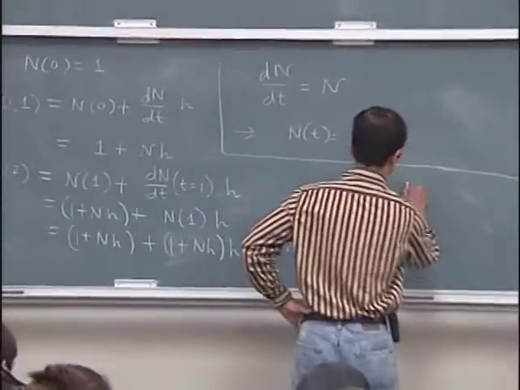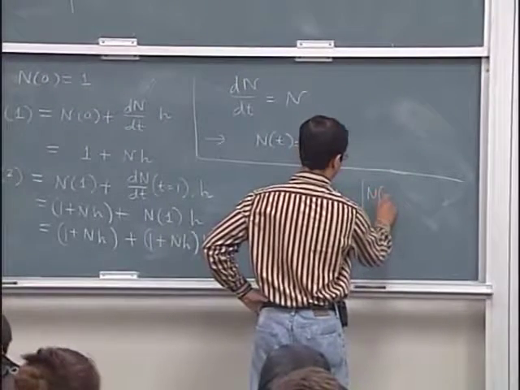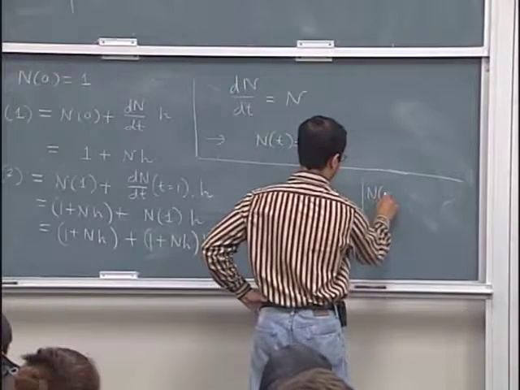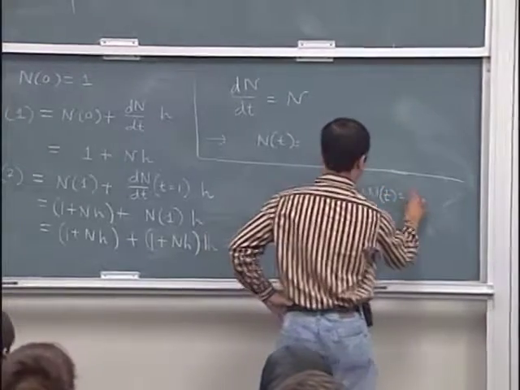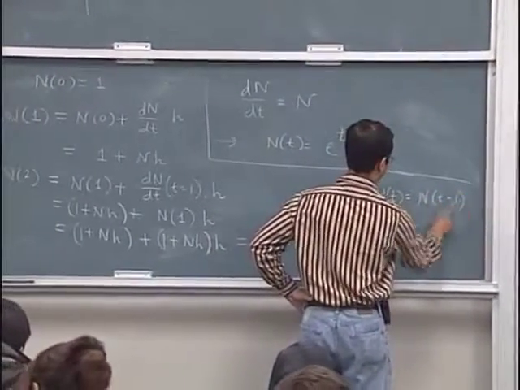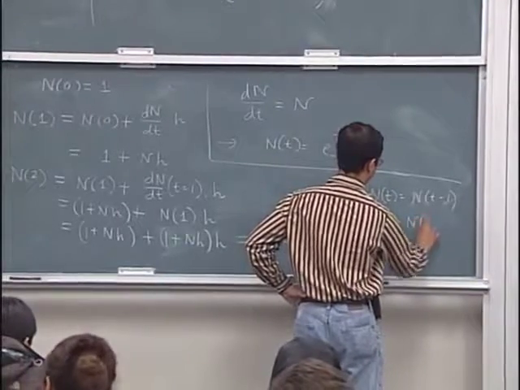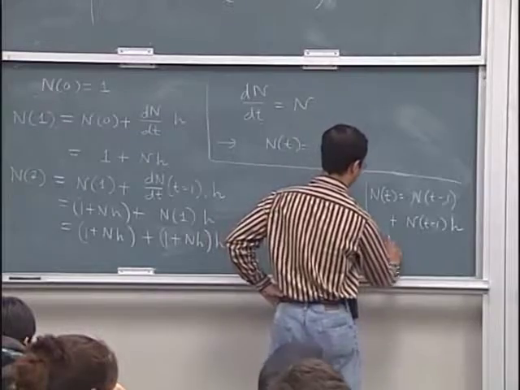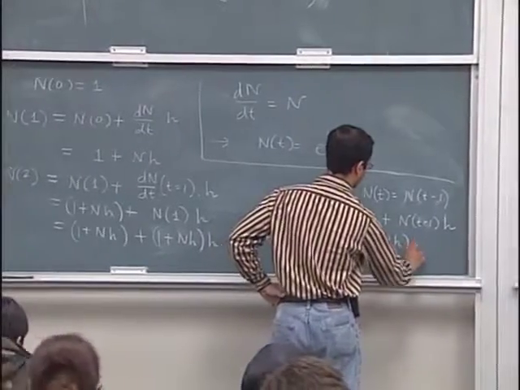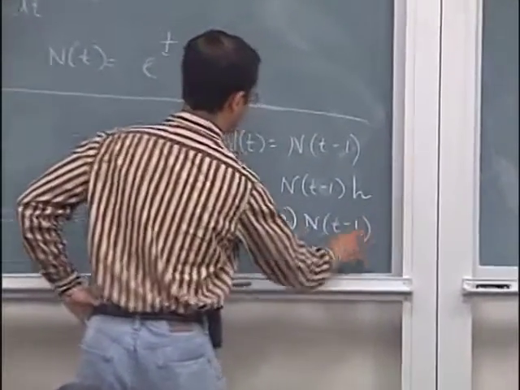So in the general case, you can write n of, say, t is n of t minus 1 plus n of t minus 1 times h. So you can write (1 plus h) n of t minus 1.